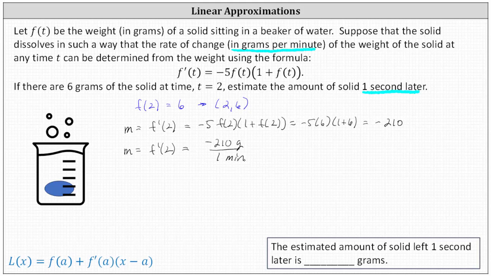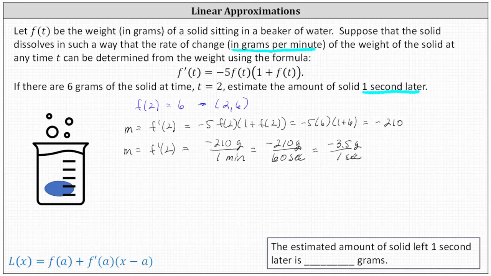But because we're trying to estimate the amount of the solid 1 second later, let's write this rate in grams per second by changing 1 minute to 60 seconds, which means the rate is equivalent to -210 grams per 60 seconds. -210 divided by 60 equals -3.5, giving us -3.5 grams per 1 second. So now we know at the time of 2 minutes, the weight is decreasing by 3.5 grams per second.